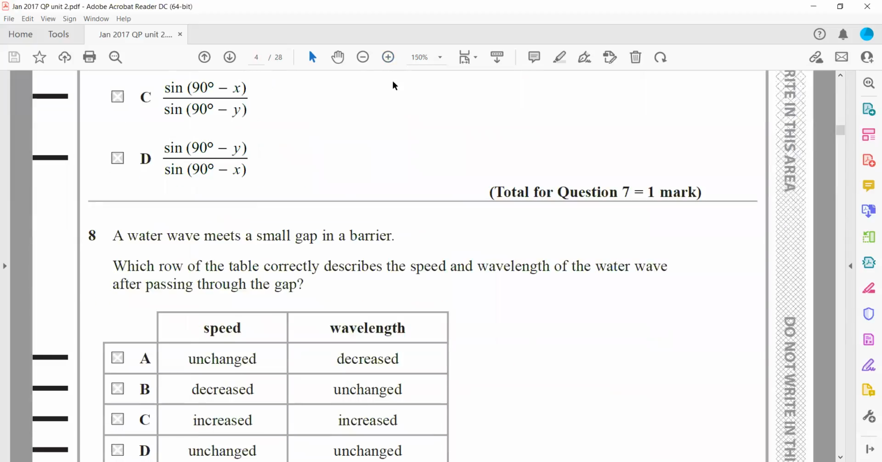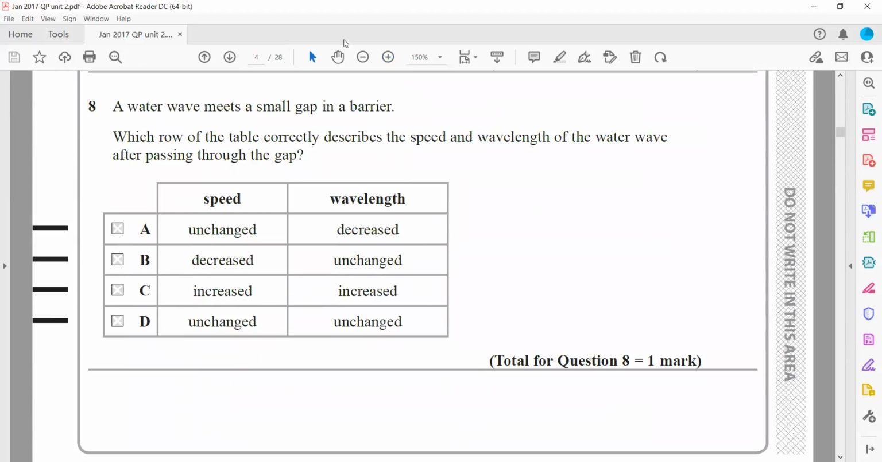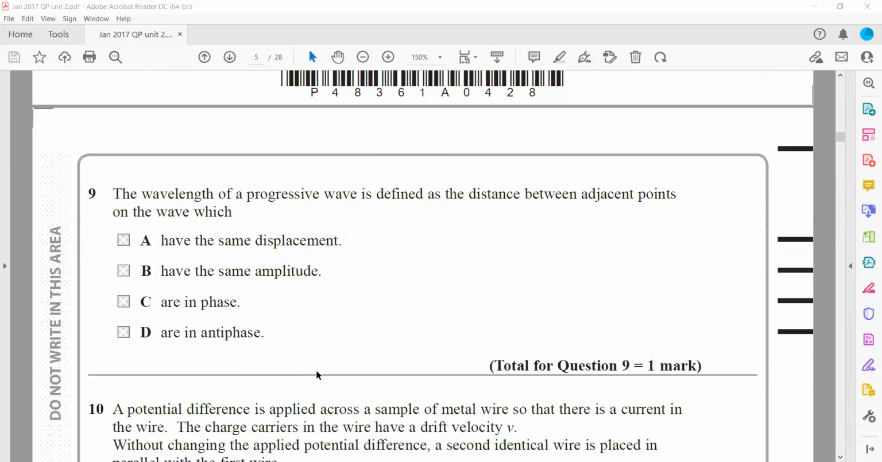In question 8, a water wave meets a small gap in a barrier. Which of the following tables correctly describes the speed and the wavelength of the water after passing through the gap? Speed changes if there's a refraction. In refraction, speed and wavelength change, otherwise they do not. So there will be no change in the speed and no change in the wavelength. That happens in refraction, but here this is diffraction. In diffraction, it only changes the direction, or you can also say intensity.